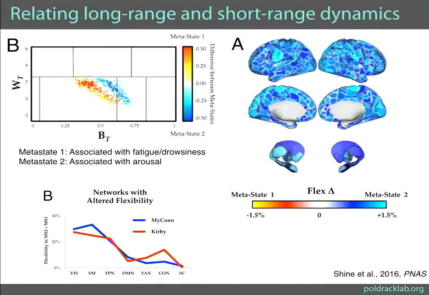We compared the data from my data set to this other data set from Johns Hopkins, which was released right around the same time, another open data set. Someone actually scanned longer than I was. And we see that similarly, they show this altered flexibility. We don't have arousal data on that person, but we can see that within sessions, those are the networks that show the greatest changes in flexibility over time.